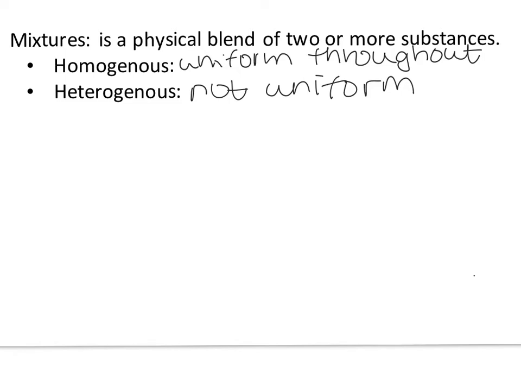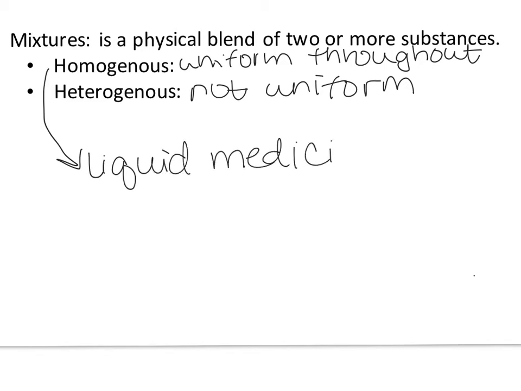Typically speaking, think of some examples of homogeneous mixtures. The easiest way to think about a homogeneous mixture as an everyday example would be all of our liquid medicine. Those are actually processed, so we're getting roughly the same amount of each of the components of that mixture in each sample that we're actually taking. Now what about our heterogeneous mixtures?